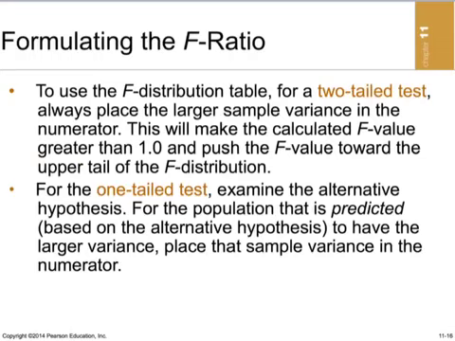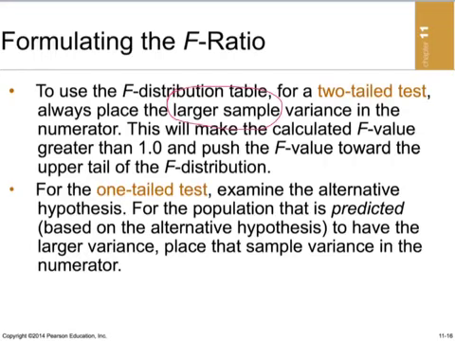Now, to use the F distribution table for two-tailed tests, always place the largest sample variance in the numerator. This will make the calculated F value 1 or greater than 1 and push the F values towards the right tail of the F distribution. For a one-tailed test, examine the alternative hypothesis for the population that is predicted, and then manipulate the variances so that you ensure the larger one is in the numerator.